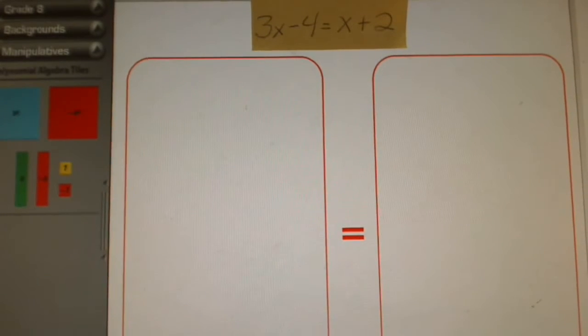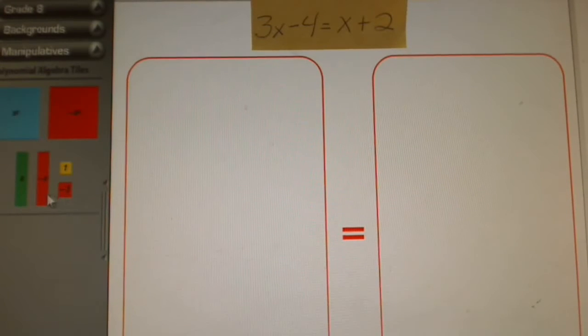So what I want to do is just give a basic rundown of how they work, and from there, that's pretty much all you really need. So you can see the equation up here at the top: 3x minus 4 equals x plus 2. What you need to know about algebra tiles is we've got x's and integers. That's all we really have to worry about in 8th grade. It's just the x's and the integers.